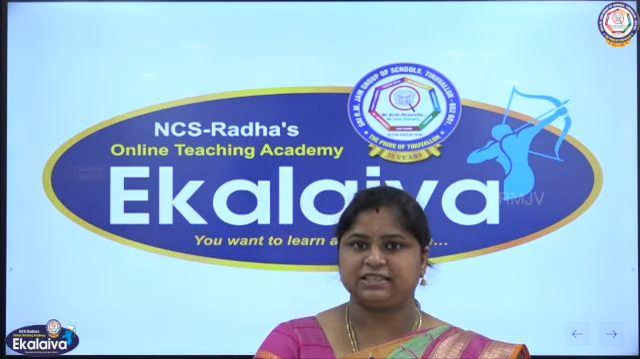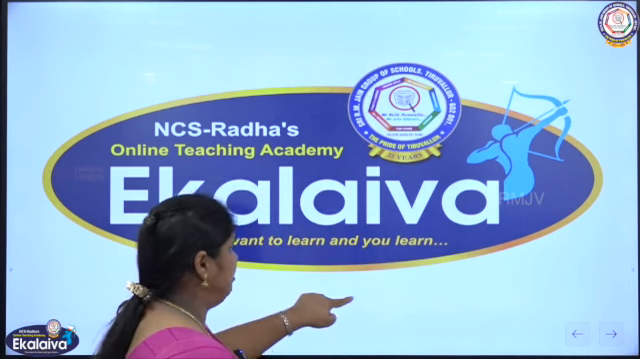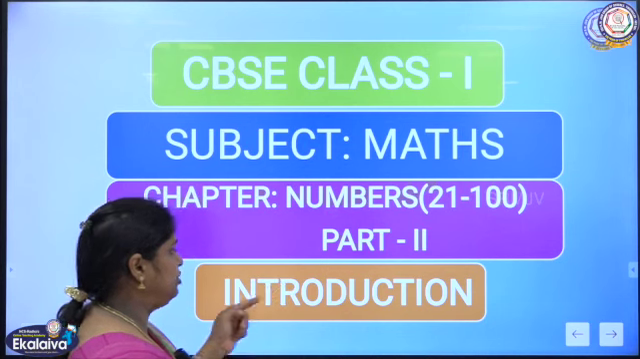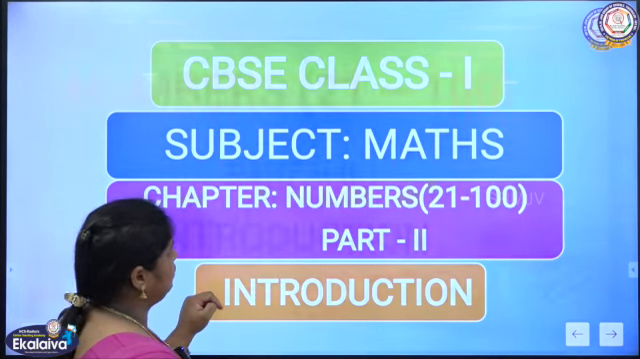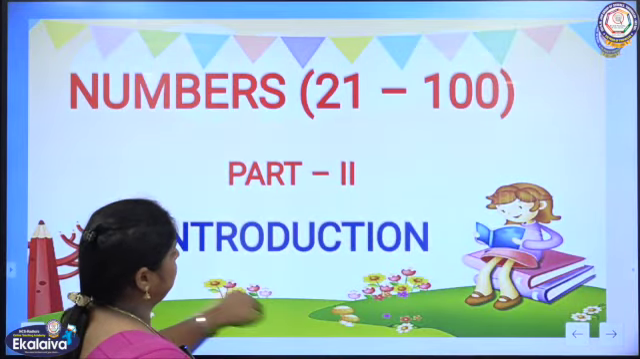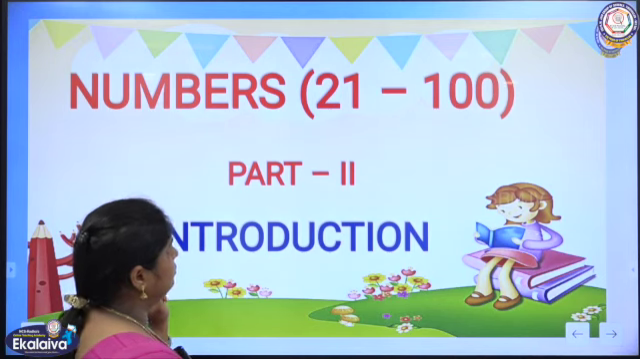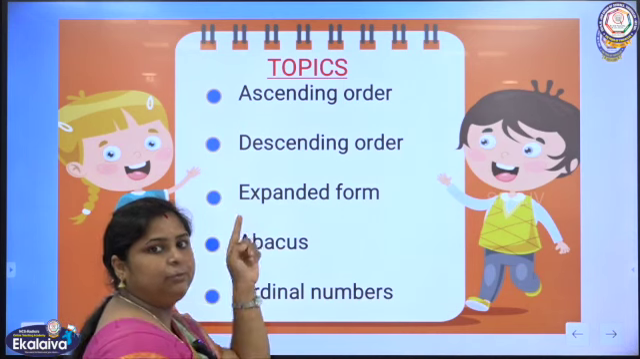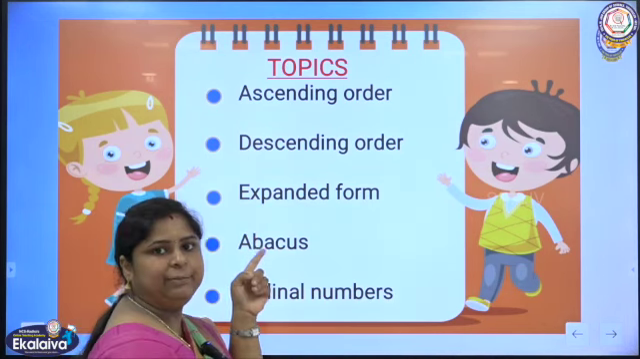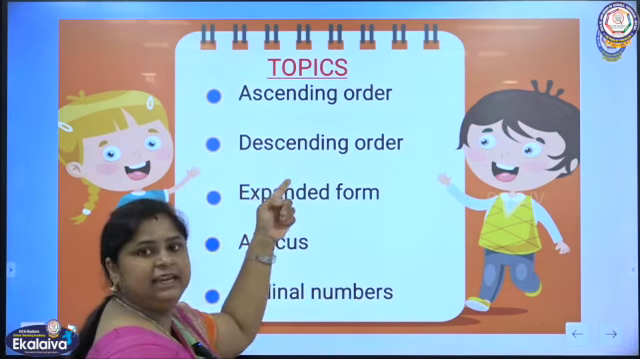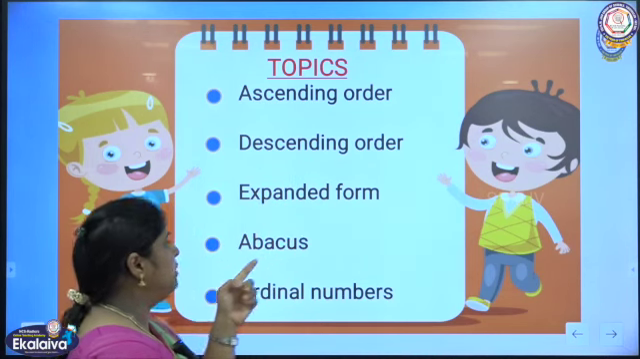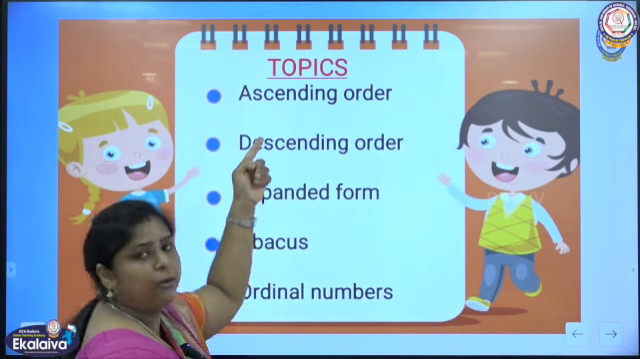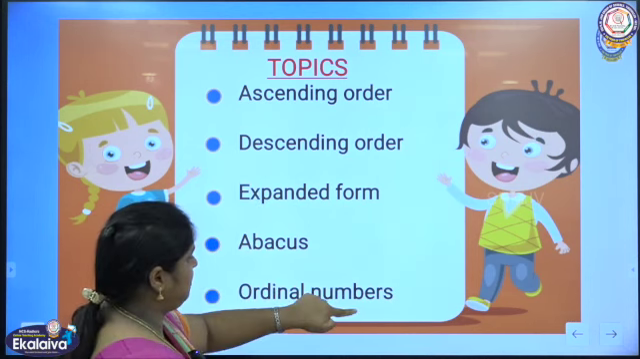In today's maths class, I am going to teach you the chapter Numbers 21 to 100 Part 2. The topics that I am going to cover under this chapter are ascending and descending order, expanded form, abacus, ordinal numbers. Let us begin with the first topic, ascending order.